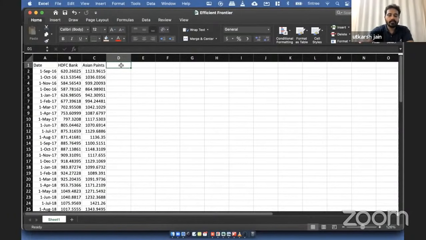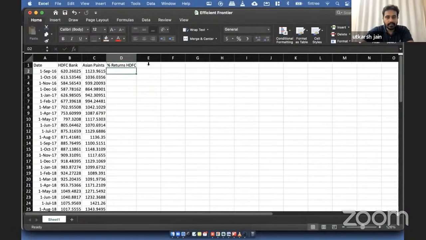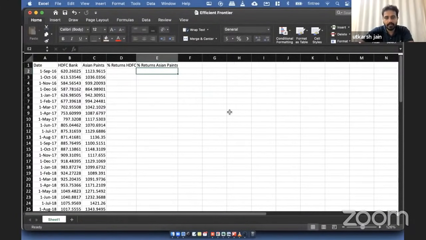Next we need to calculate the percentage returns. Okay, so percentage returns on HDFC month-on-month basis. And percentage returns on Asian Paints. Percentage return on HDFC, percentage return on Asian Paints.